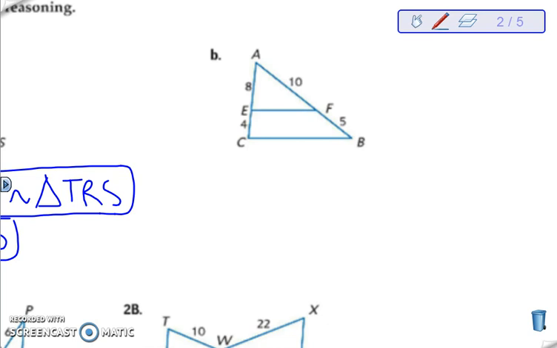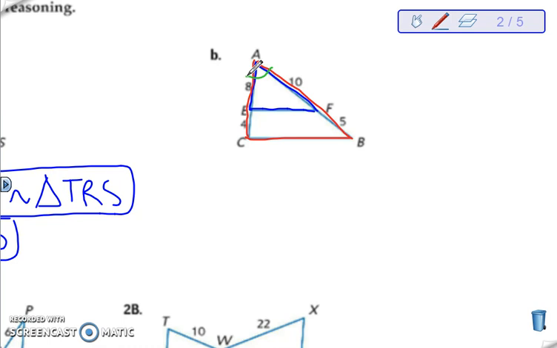All right, part B. So this time our triangles are sort of stuck together. So I'm going to trace out my two triangles to make it a little bit easier to see. The first thing that stands out is that angle A is in both triangles. Right, so we remember the reflexive property tells us everything is equal to itself. So we know we can use A as a sort of starting point for our two triangles.